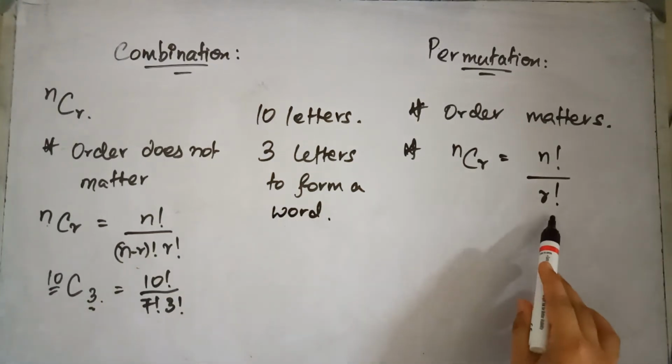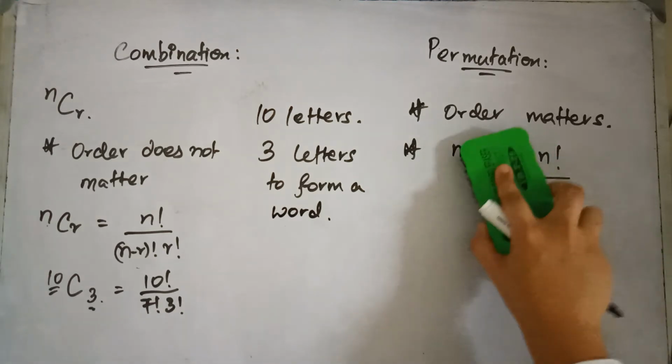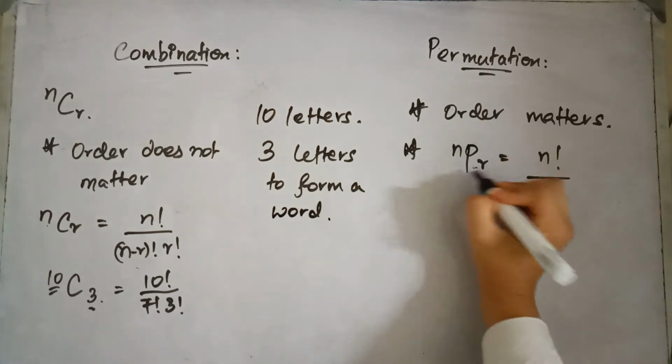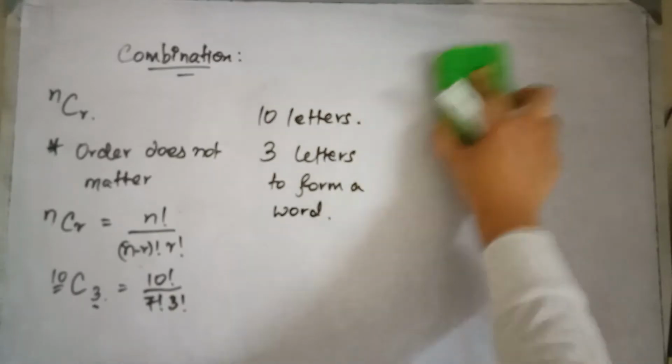And the formula for permutation is nPr, which can be expanded as n factorial over n minus r factorial. So this is the difference between the formula of combination and permutation. I'm sorry, this is supposed to be P. nPr will be n factorial over n minus r factorial. So this is the gist of permutation and combination.